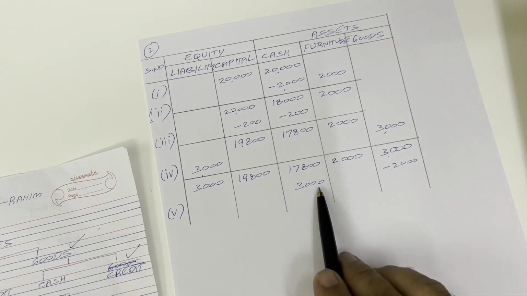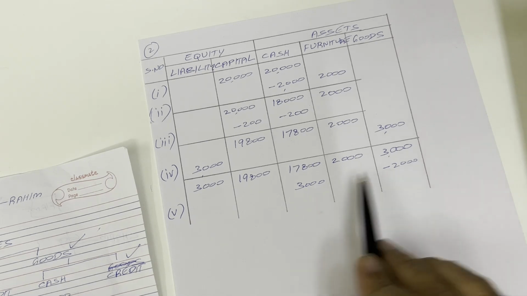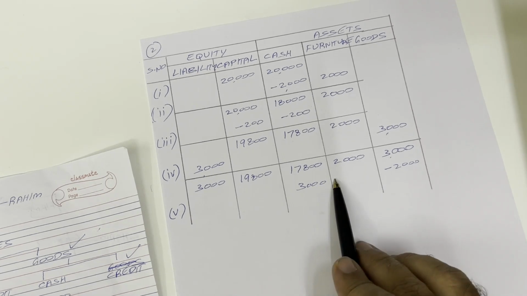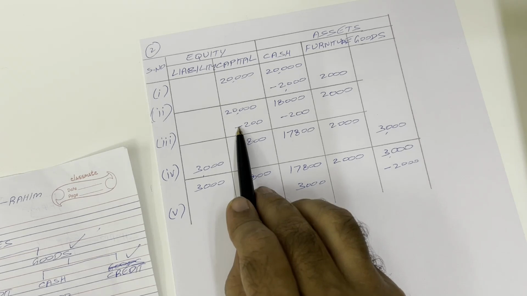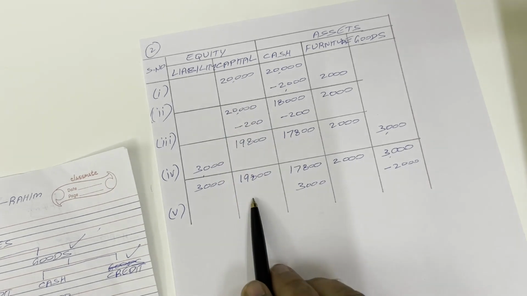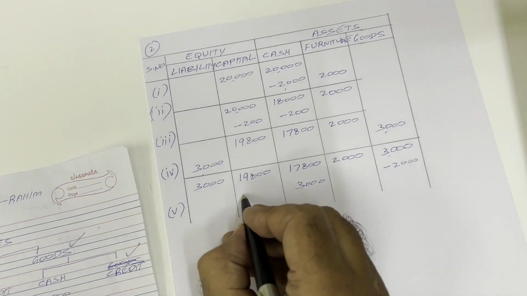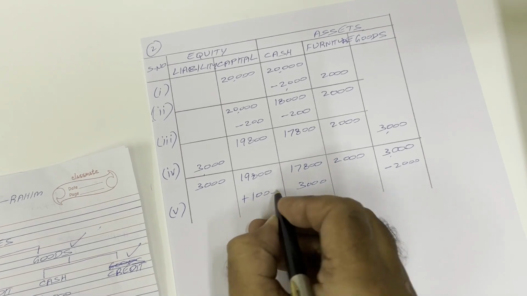We sold these goods for 3,000. So there is a profit of 1,000 rupees. That profit belongs to the owner, no? So to the owner's capital, we should add that profit. To capital, 1,000 rupees we should add.